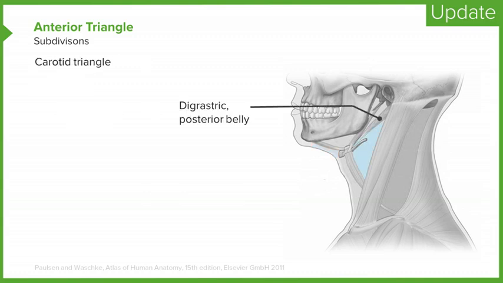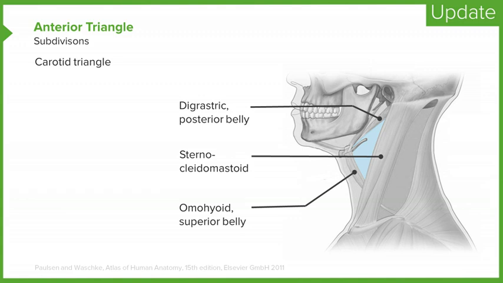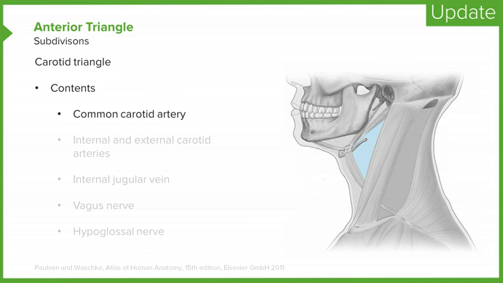Your third subdivision of the anterior triangle is your carotid triangle. Here we can see the posterior belly of the digastric muscle and the superior belly of the omohyoid, as well as the sternocleidomastoid forming its boundaries. The contents of the triangle are the common carotid artery, internal and external carotid arteries, internal jugular vein, vagus nerve, and hypoglossal nerve. This is especially important as you can get access to the common carotid and internal carotid arteries.